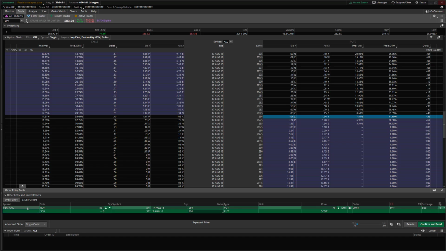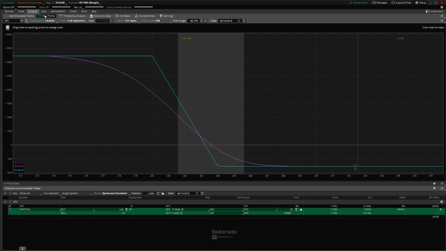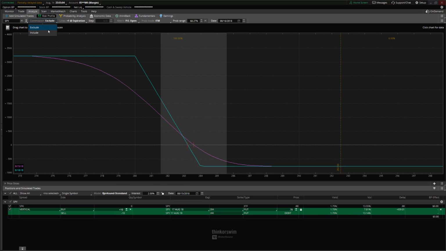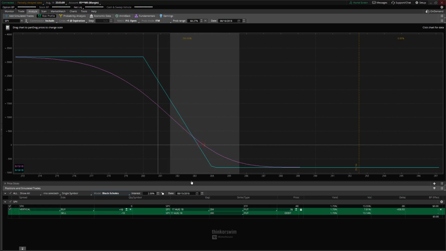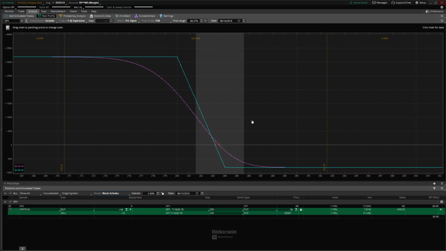And let's just analyze that. Okay. Risk profile. All right, here we go. And we'll include the commissions. Black-Scholes model. So this just gives an idea of how this would perform.